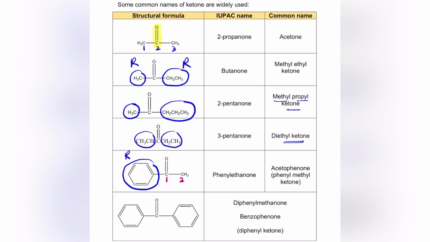The other common name is what you've learned so far in the chapter on benzene and its derivatives. You also call it acetophenone or phenylmethyl ketone. This is phenyl, this is methyl, and then this is ketone. Last one, when you have 2 benzene rings attached to the carbonyl carbon in the middle, this is what we call diphenylmethanone. The 2 benzene rings we call phenyl, that's why there is di, and then 1 carbon in the middle, this is methanone. The other common names are also benzophenone or diphenyl ketone.